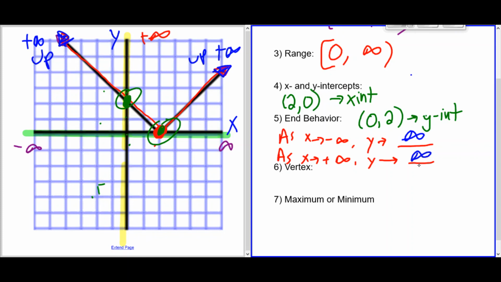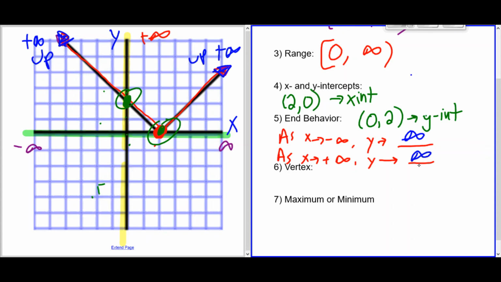What I want you to know is for absolute value, when you do end behavior, your y's are always going to approach the same infinity. They'll either both be positive or they'll both be negative. In this case, they're both pointing up, so they're both positive. Whereas with linear, we had one of each. One was positive and one was negative.